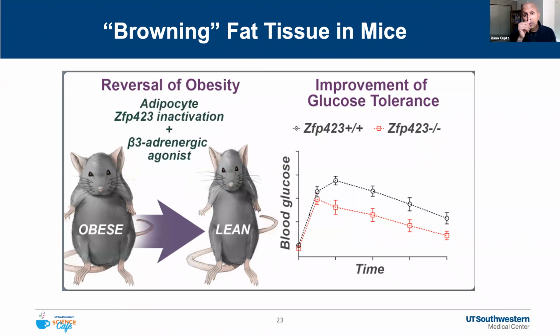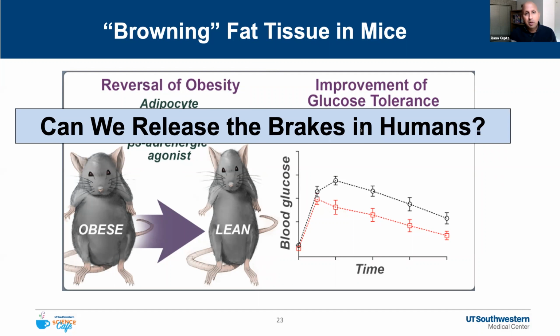So what this shows us really is that there are mechanisms that we can tap into to actually trigger or convert energy storing white fat into energy burning fat. And these are the kinds of things that we're thinking about as adipose tissue biologists now. But importantly, one of the things we have to understand first and foremost is, can we release this brake in human fat cells? And this is something that we're working on now.